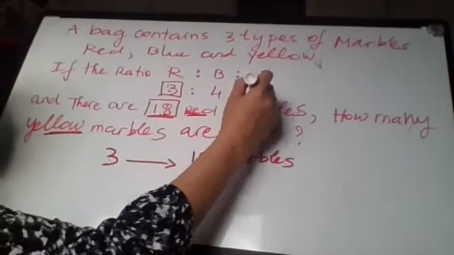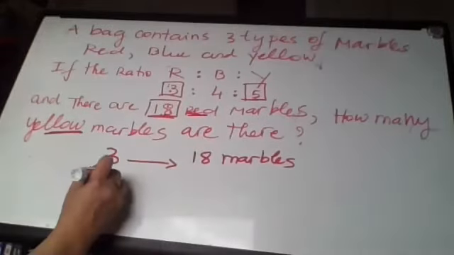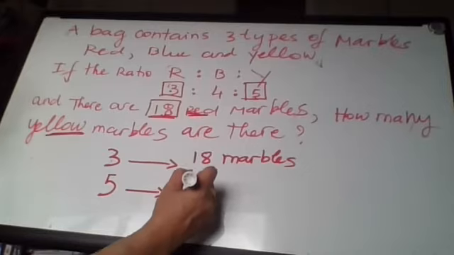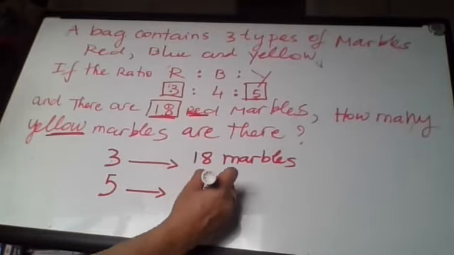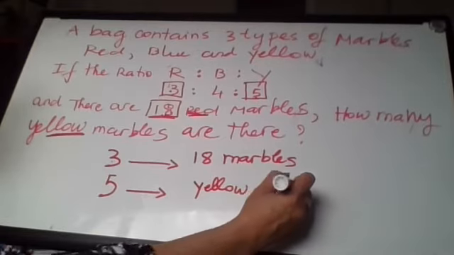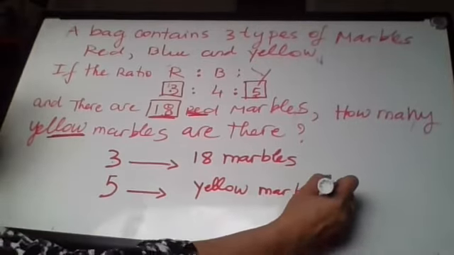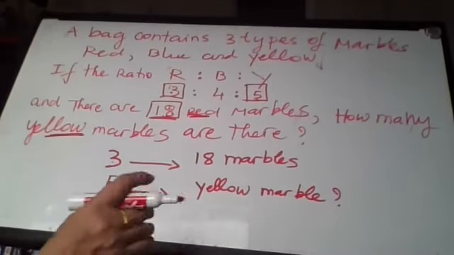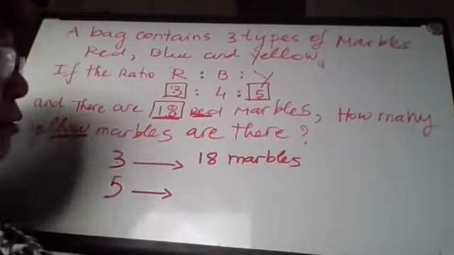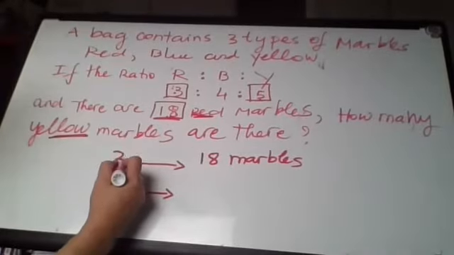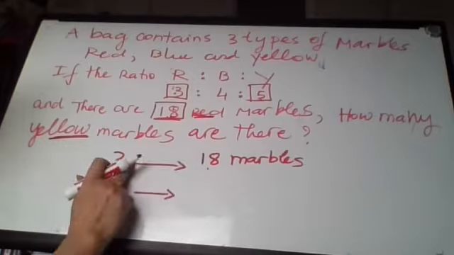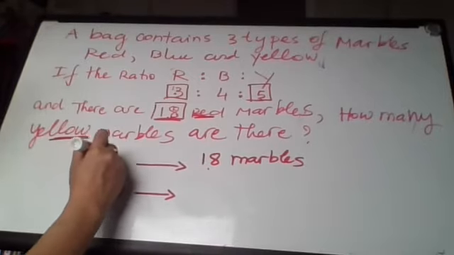And the 5 portions represent yellow. So the 5 here will represent the marbles of yellow. But you don't know how many yellow marbles. This is the one unknown you want to find out. So this is, you say 3 represent 18, or you can say 3 red, right?